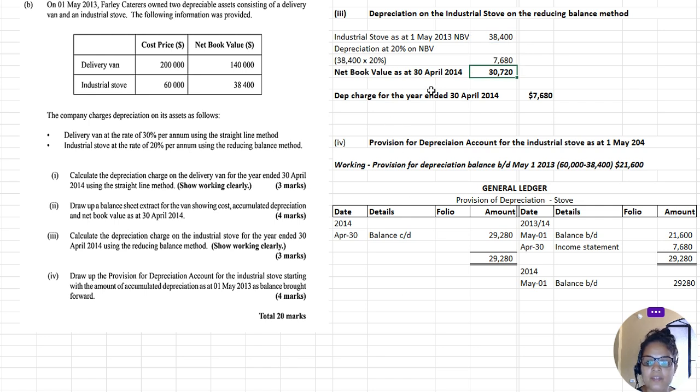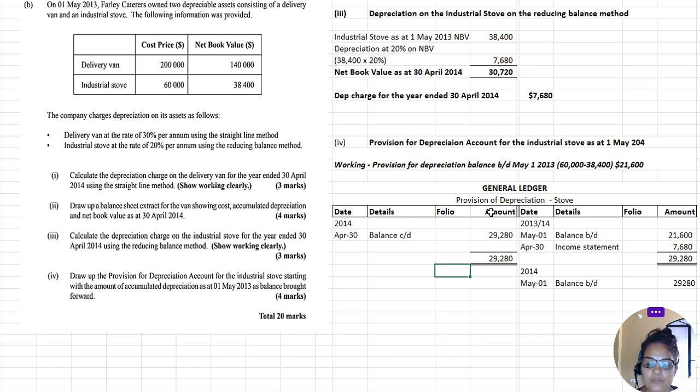The net book value as of the 30th of April 2014, which I calculated one time just for working purposes, is the net book value minus the depreciation, and it will be 30,720. But what the examiner is asking you for is the depreciation for the year, which is $7,680. Now, looking at part 4 of the question, they want you to draw up a provision for depreciation account. So you have to do a proper ledger account, which is your general ledger.